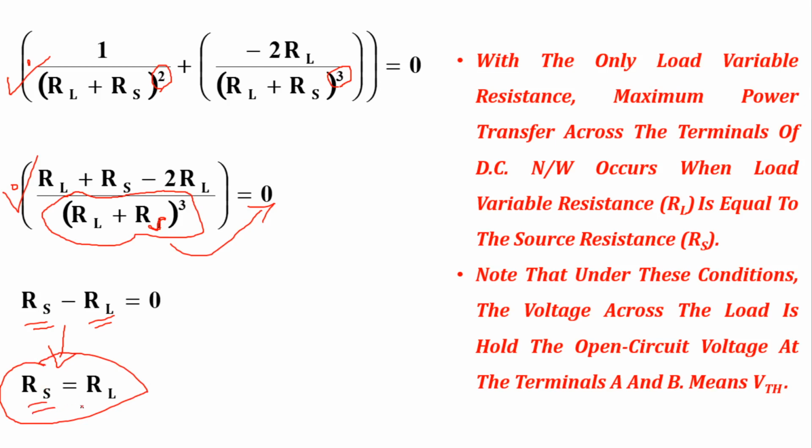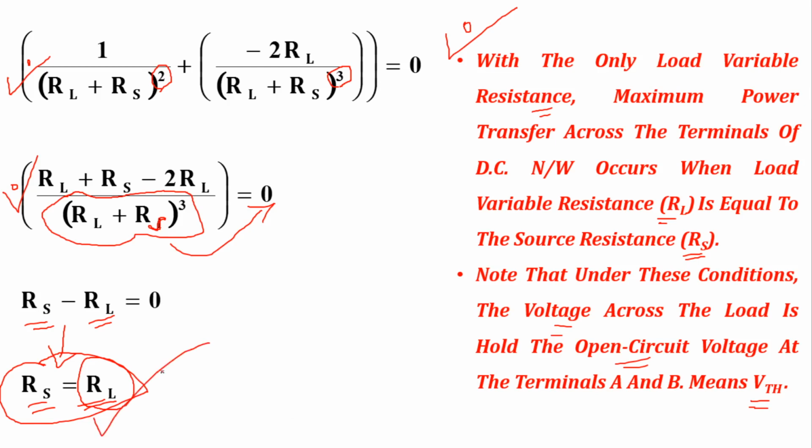If source resistance is equal to load resistance, then for that particular value of resistance you will get the maximum power. So the important note for this derivation is, with only the load resistance variable, the maximum power transfer across the terminals of a DC network occurs when load resistance is equal to source resistance. And also note that under this condition, the voltage across the load is half of the open circuit voltage at terminals A and B. That means that voltage is equal to VTH.